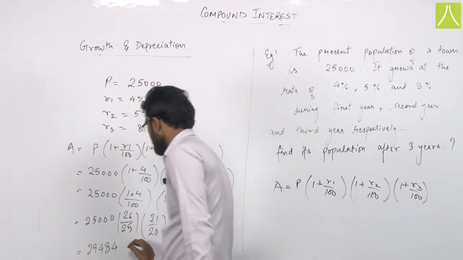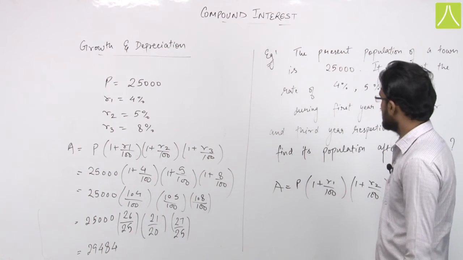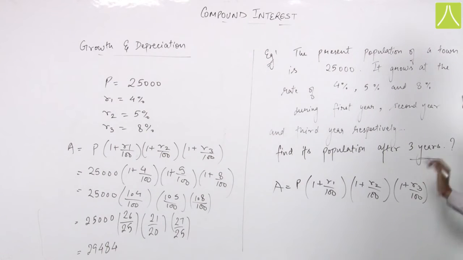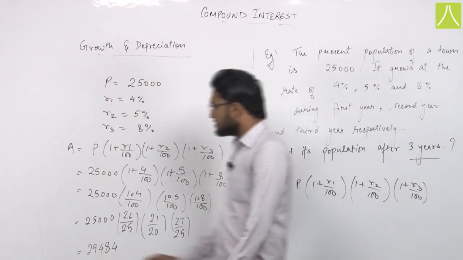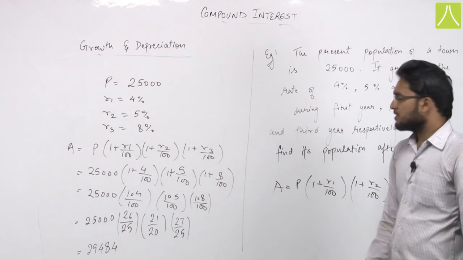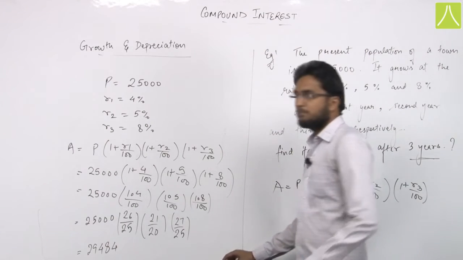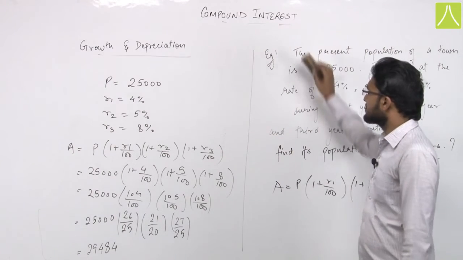29,484. Therefore, the population after 3 years will be 29,484. That is, after 3 years the population will become 29,484. If we want to know how much it increased, we subtract the initial amount: 29,484 minus 25,000, which gives the increase in population.